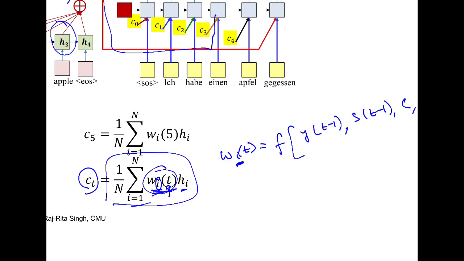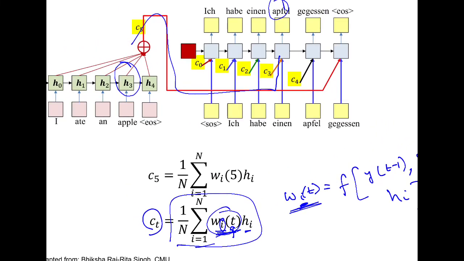You can make it dependent on WHI, the hidden state of the encoder at the ith time step. Now I don't have that problem, right? Because now I have encapsulated i and t as the input to my network. Now the same network I have to learn somehow, and then I'll get WIT. So that's the basic idea of attention.